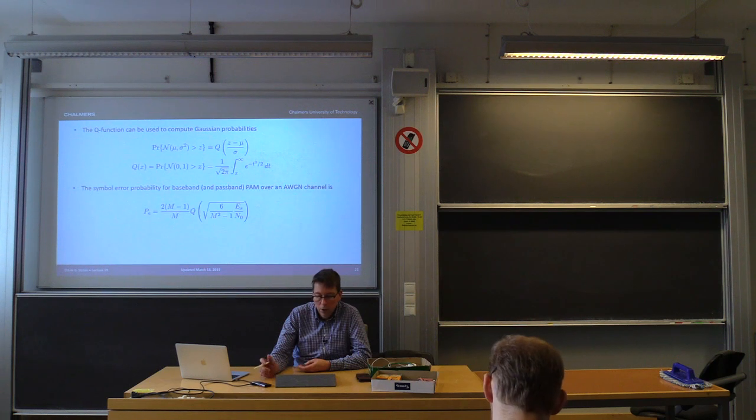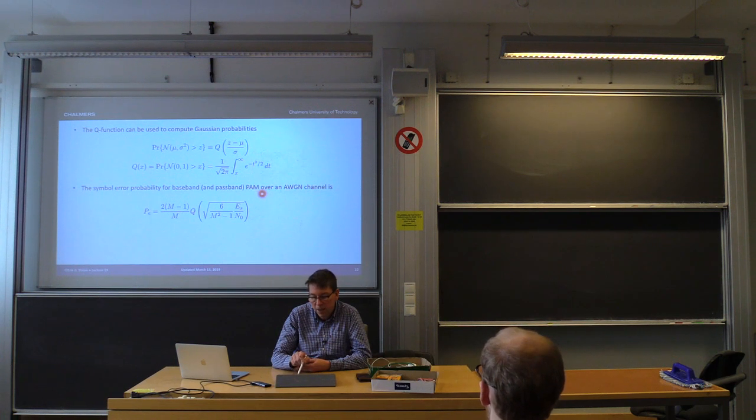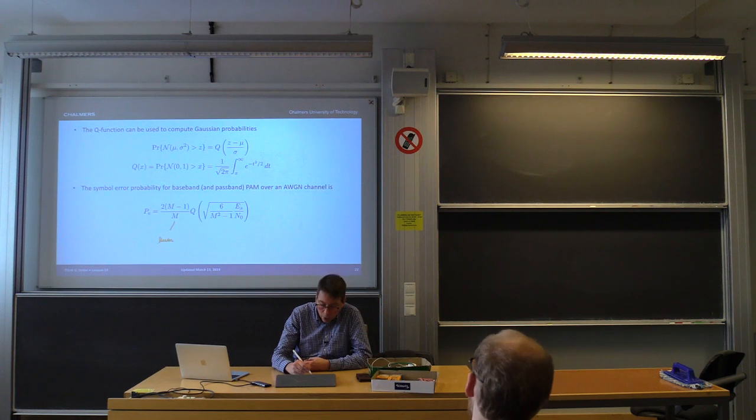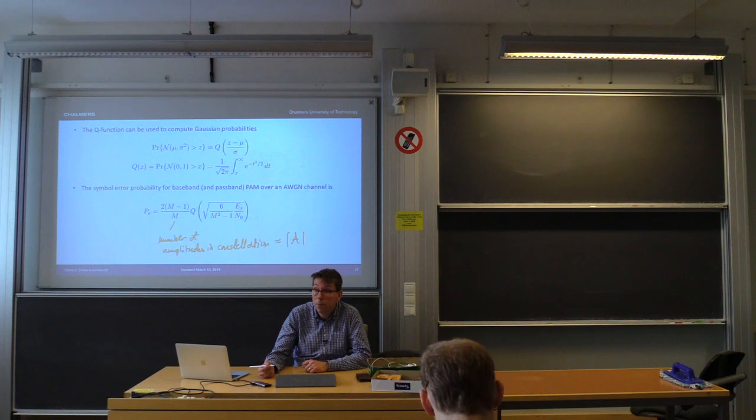Okay, let's continue. All right, and then we have Q functions, and then we can calculate the symbol error probability for baseband and passband PAM over a Gaussian channel. It looks something like this. So we see that the number of amplitudes in the constellation is here, and the constellation is the amplitudes in A. So if we take the cardinality, we count the number of elements in the set, we get M.